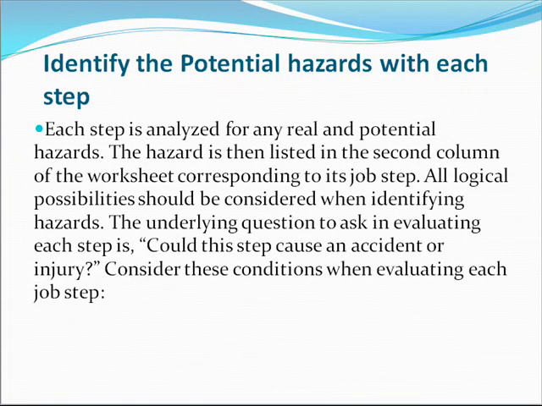Identify the potential hazards with each step. Each step is analyzed for any real and potential hazards. The hazard is then listed in the second column of the worksheet corresponding to the job step. All logical possibilities should be considered when identifying hazards. The underlying question to ask in evaluating each step is, could this step cause an accident or injury? Consider these conditions when evaluating each job step.